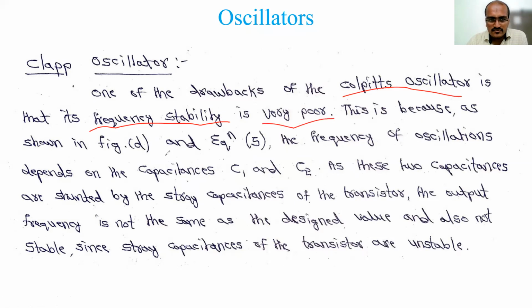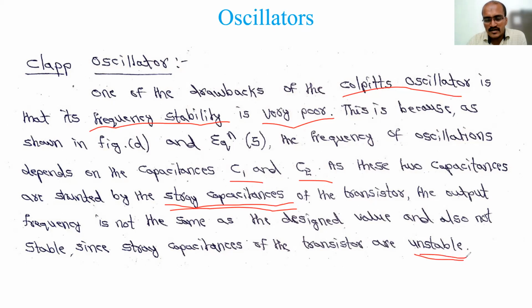This is because, as shown in figure D and equation 5, the frequency of oscillation depends on the capacitances C1 and C2, as these two capacitances are shunted by the stray capacitances of the transistor. There is something called stray capacitances, internal capacitances of the transistor. In that some stray capacitances will be there. The output frequency is not the same as the designed value, so it will limit that frequency. And it is also not stable, since the stray capacitances of the transistor are unstable.